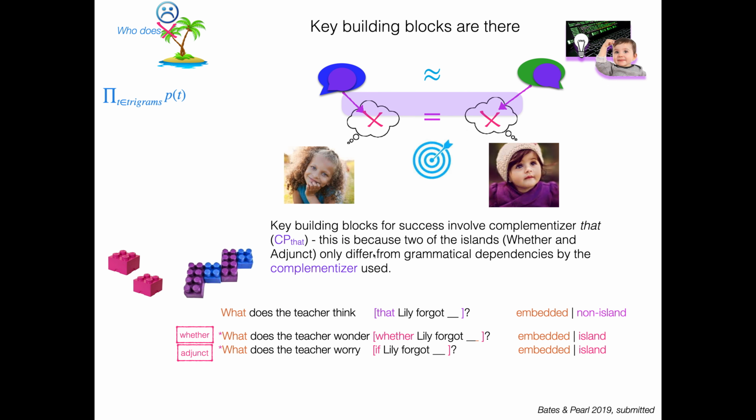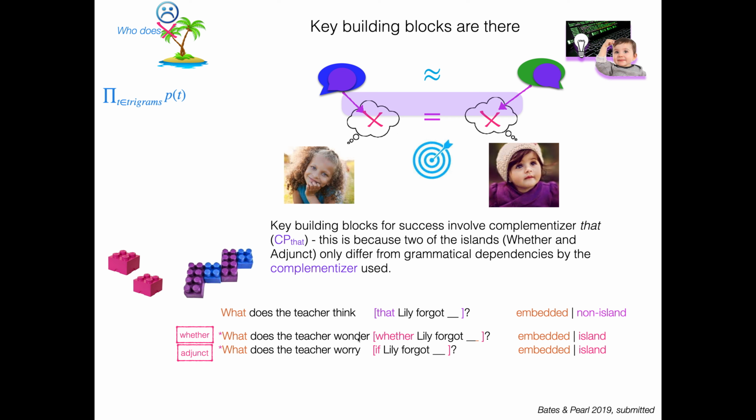So the key building blocks involve complementizer that, CP that here. At least some of them, right? There are many, but at least some of them involve CP that, because two of the islands, our whether and our adjunct islands, only differ from grammatical dependencies by the complementizer that's used. Just to illustrate this, we have: what does the teacher think that Lily forgot? That's perfectly fine, an embedded dependency with a non-island structure with that. And the only difference structurally that we can see between whether and adjunct islands and that is the complementizer used, right? Same general structure.